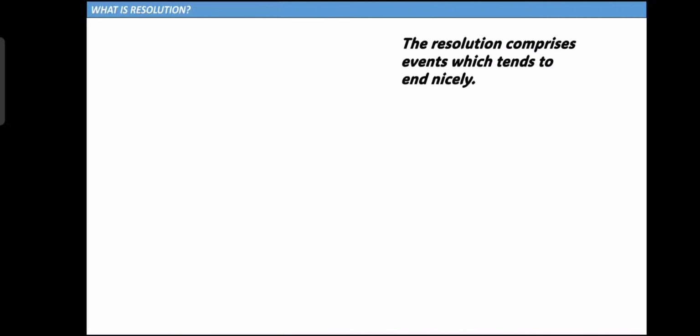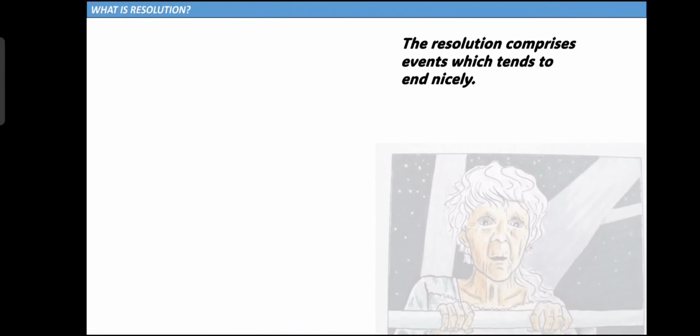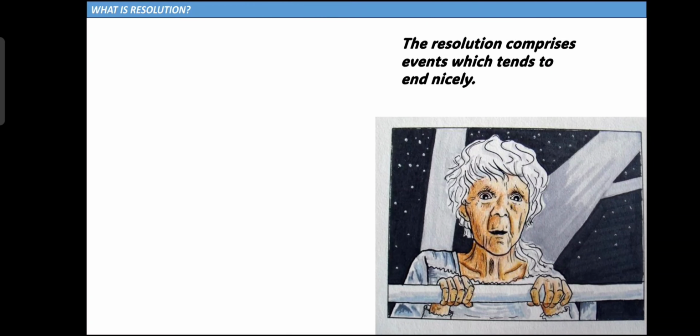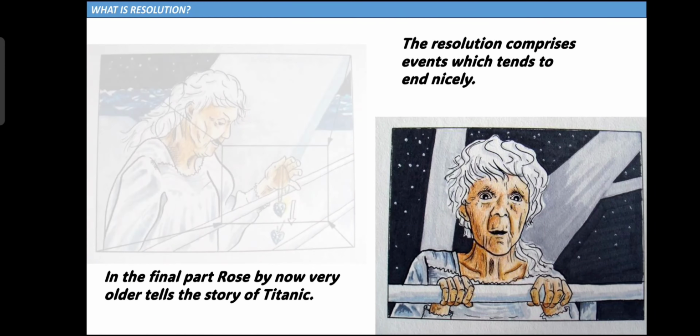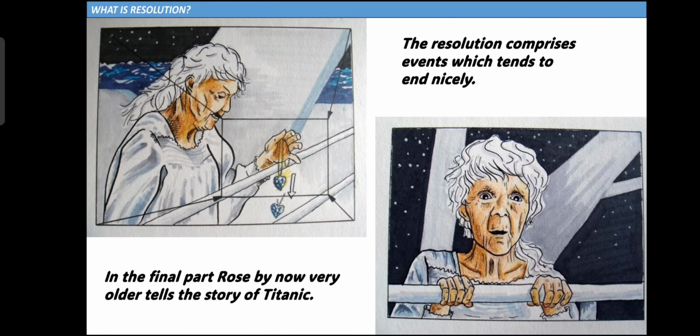The resolution comprises events which tend to end nicely. It ties together all the loose ends of the story. In the final part, Rose, by now very old, tells the story of Titanic. She drops the necklace into the ocean and visualizes Jack as she dies peacefully.